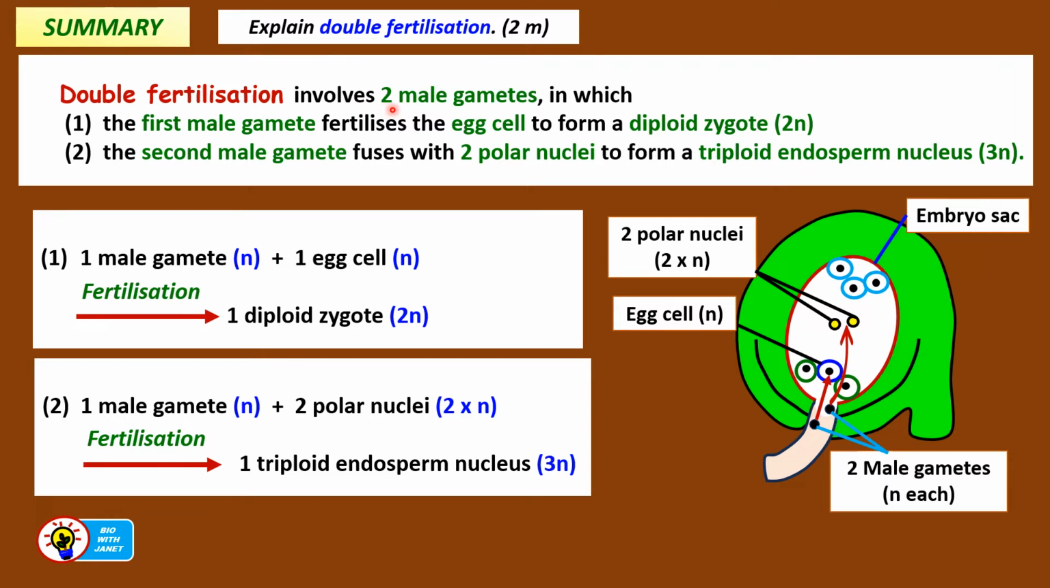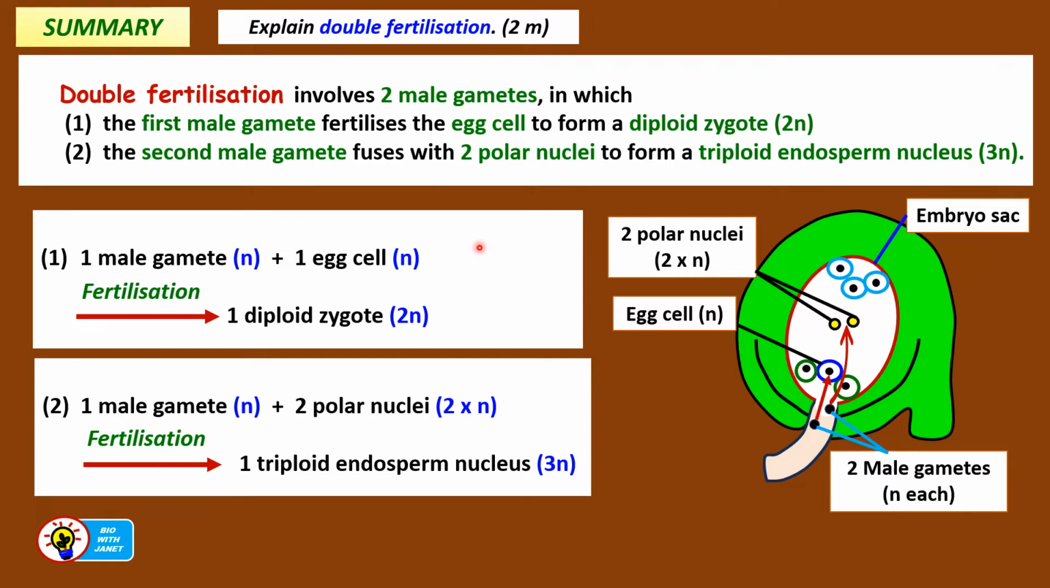Double fertilization. What is double fertilization? Explain this process. So double fertilization involves two male gametes in which the first male gamete fertilizes the egg cell to form a diploid zygote. This is 1 mark. And secondly, the second male gamete fuses with two polar nuclei to form a triploid endosperm nucleus. This is another mark. Okay, to explain what is double fertilization.